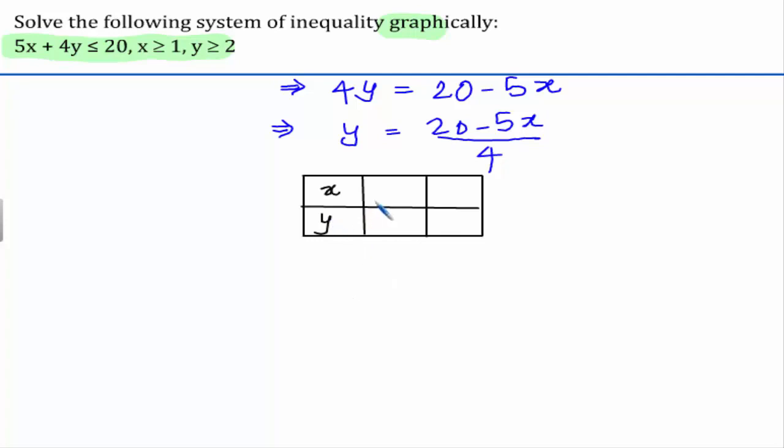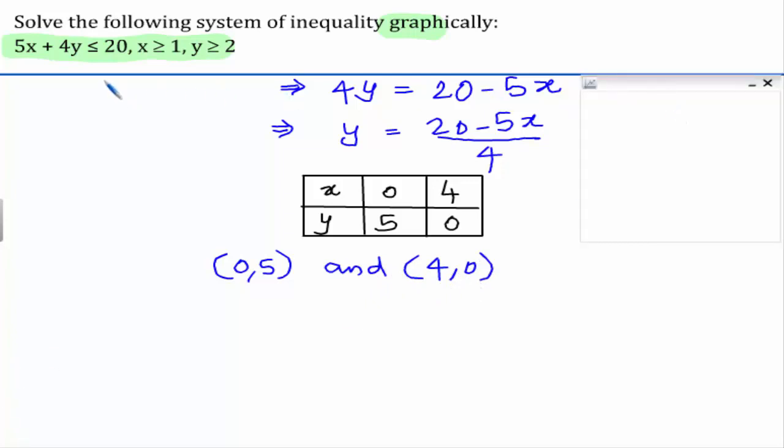Let us select the values for x. If x is equal to 0, then we get 20 by 4, that is 5. And if x is equal to 4, then 20 minus 20 is 0. So the ordered pairs will be (0, 5) and (4, 0). Now let us draw the graph of this inequality using the two ordered pairs.